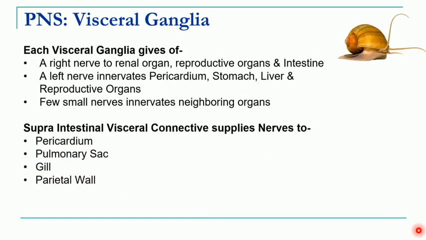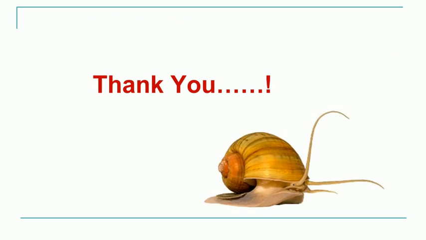So with this we conclude today's lecture. In today's lecture we have studied the nervous system of Pila, which is made up of the CNS and PNS. The central nervous system is made up of ganglia, commissures and connectives. Ganglia are masses of nerve cells. Commissures are nerves which connect similar ganglia, and connectives are the nerves which connect dissimilar ganglia. Then we studied the peripheral nervous system, which is made up of nerves. From these ganglia, different nerves arise, and those innervate different organs of the body.